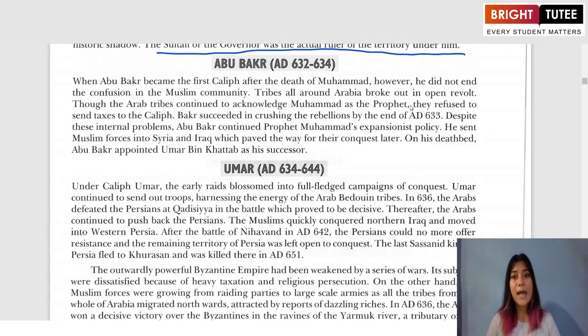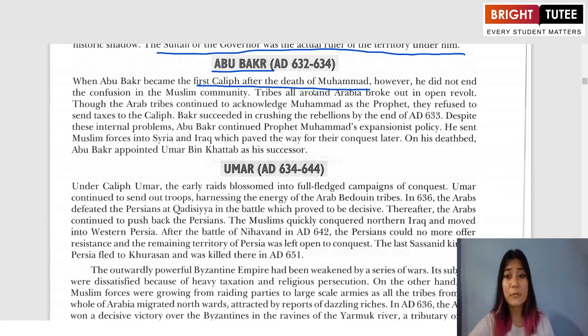Now let us look at some of the important rulers of the Arab Empire. The first one that we are going to look at is Abu Bakr. Abu Bakr was the first caliph after the death of Prophet Muhammad. He was the first ruler of the Muslim community. When Abu Bakr became the leader of the Arab Empire, there was confusion among the Muslim community regarding the succession to the throne.